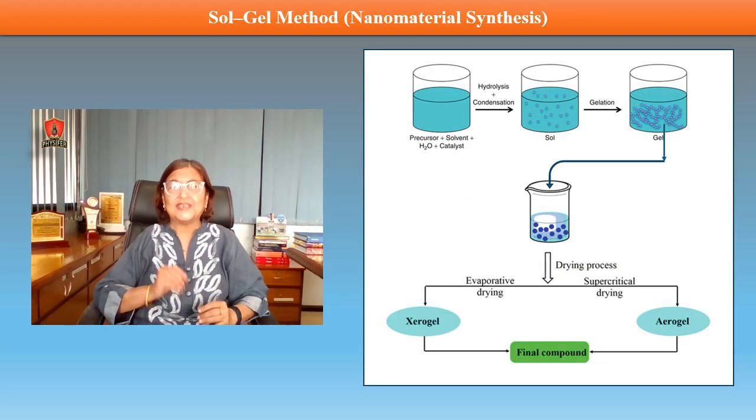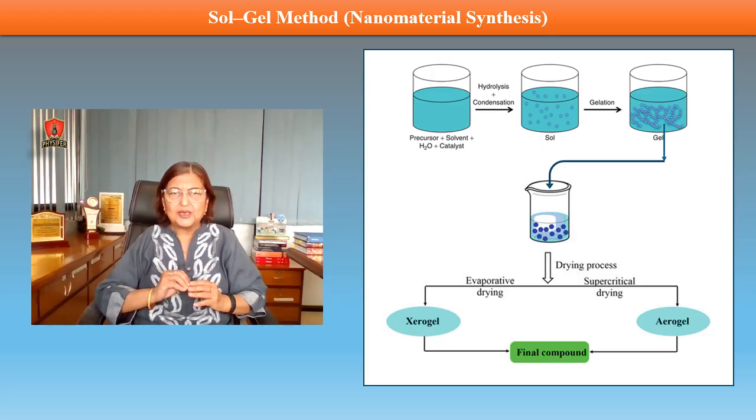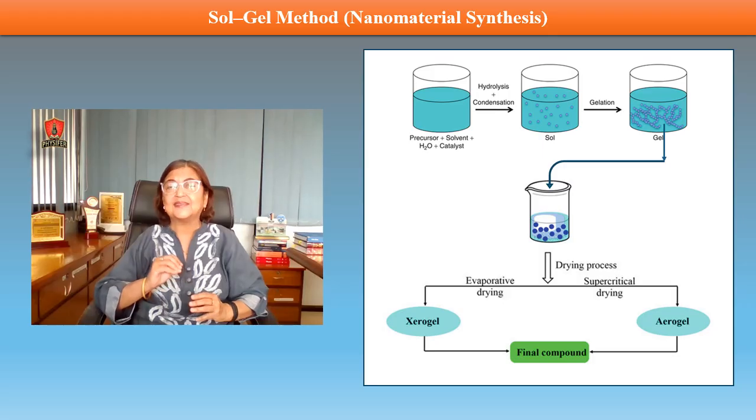Next is the sol-gel method. This is a bottom-up chemical technique used to synthesize nanomaterials by converting small molecules into a solid network through solution-based reactions. It is a process in which a colloidal solution, meaning sol, gradually transforms into a gel-like network known as gel, and finally forms nanoparticles or thin films after drying and heat treatment.